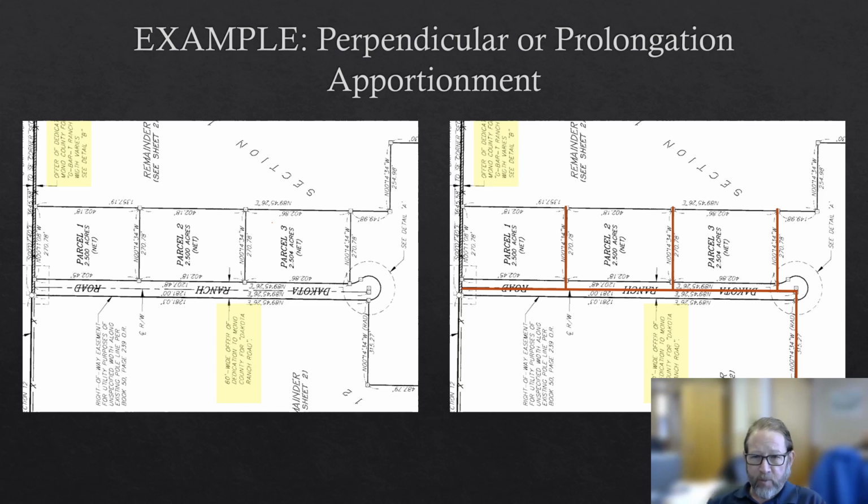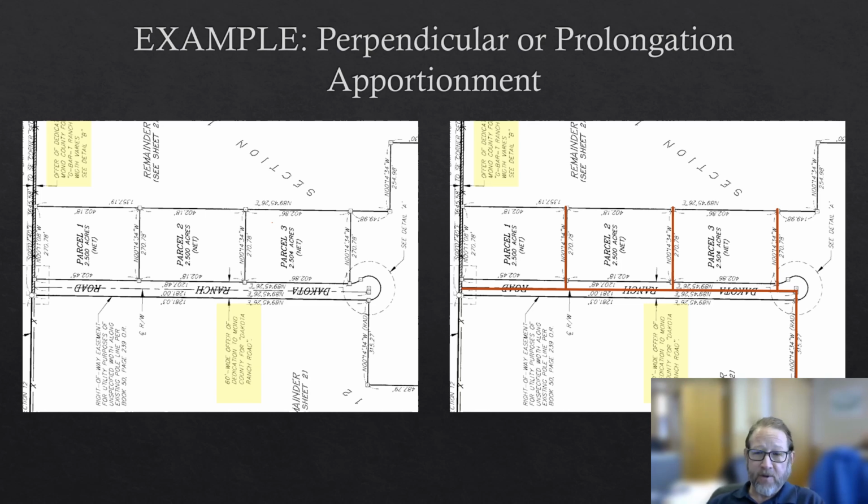That is the new parcel lines will be drawn perpendicular to the center line of Dakota Ranch Road to the existing lot lines. This is an easy one because it just so happens that the existing lot lines are perpendicular to Dakota Ranch Road center line.